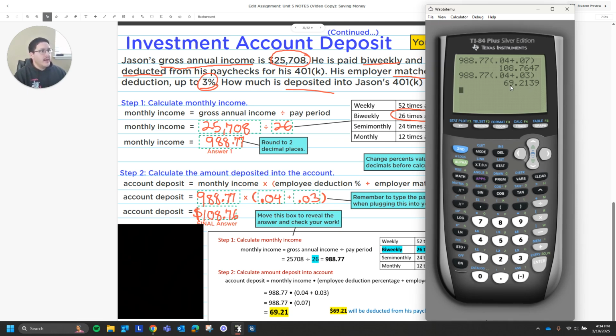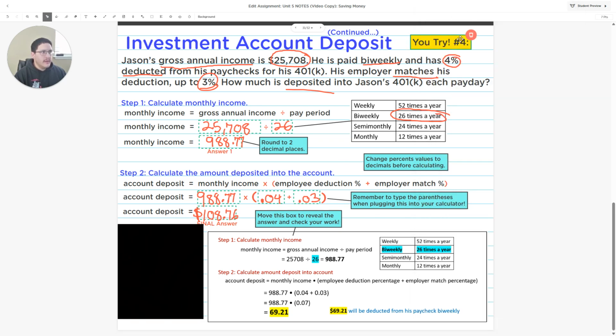So each paycheck, $69.21 will get deposited into the account, with 4% of it being Jason's and then 3% being his employer. That's matching up to 3%. And again, that's it for you try number 4.